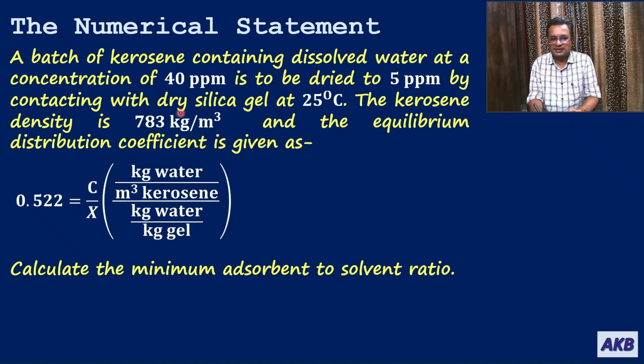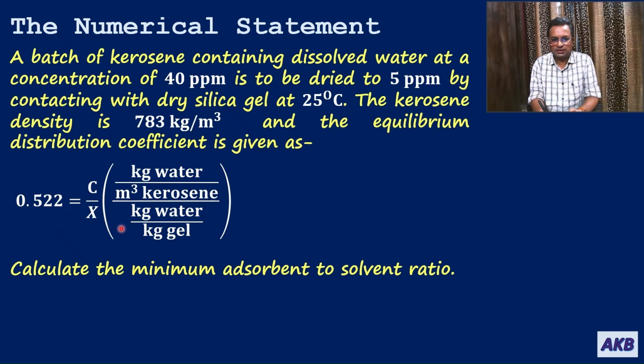And when they say it is dry silica gel, that means it is fresh adsorbent. That is, it's not containing any water on its surface. The operation is to be carried out at 25 degrees Celsius. That is, it is done at a constant temperature. Then the density of the kerosene is given to us, it is 783 kg per meter cube. And the equilibrium distribution coefficient is given to us.